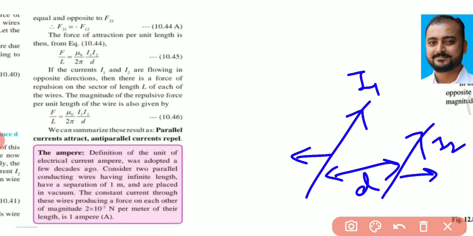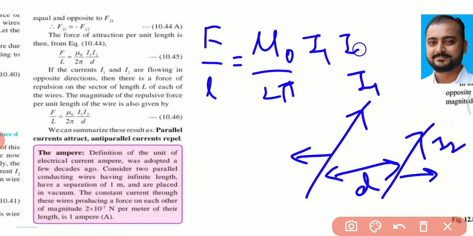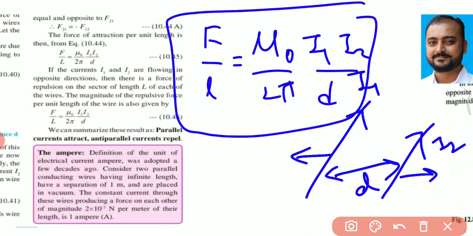Now we have a formula: force acting per unit length is equal to mu 0 divided by 2 pi times I1 I2 divided by D. Now listen here, let me consider that the current flowing through each conductor is 1 ampere. That is, I1 has a value of 1 ampere and I2 also has a value of 1 ampere. The separation between the two conductors is 1 meter.